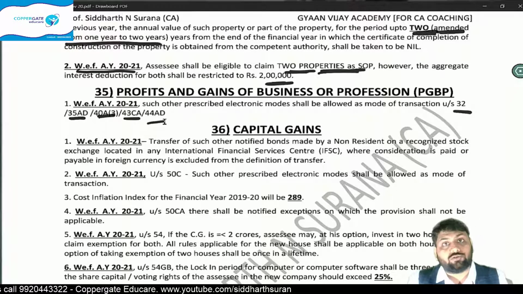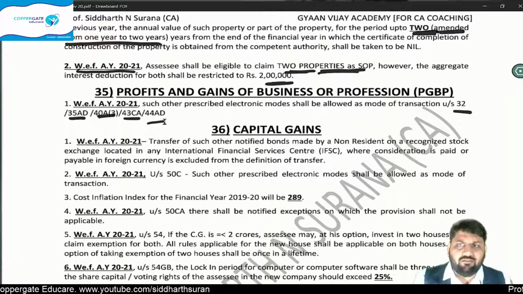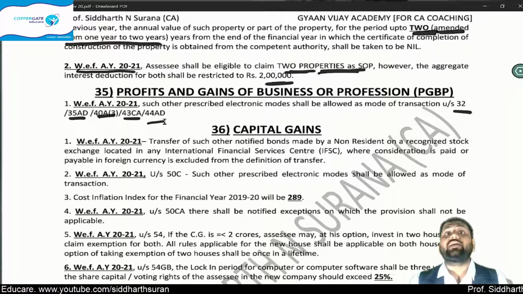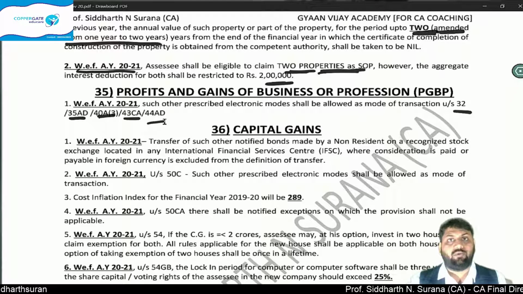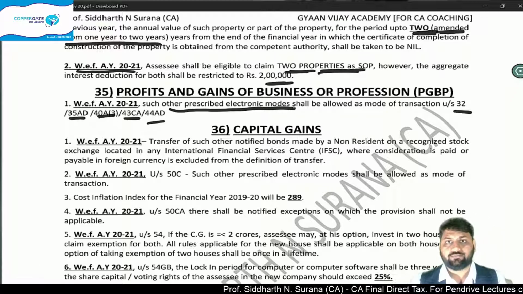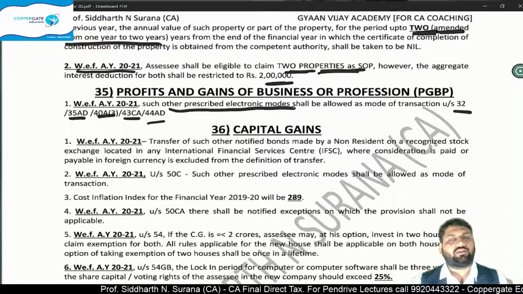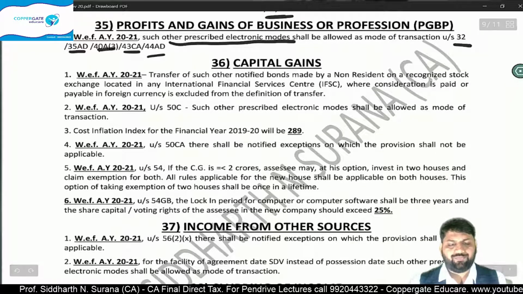This amendment we saw in 269SS, 269T, we saw in political parties, and whichever chapter of income tax there is restriction on mode of transaction. That three modes are covered: account payee cheque, account payee draft, and electronic clearing system through a bank account. In all those chapters now we will also cover other prescribed electronic modes. So electronic modes can be through bank or other prescribed modes. I told you about RuPay debit card and UPI. So such transactions are also now going to be covered. Are we clear? Next chapter, capital gains.